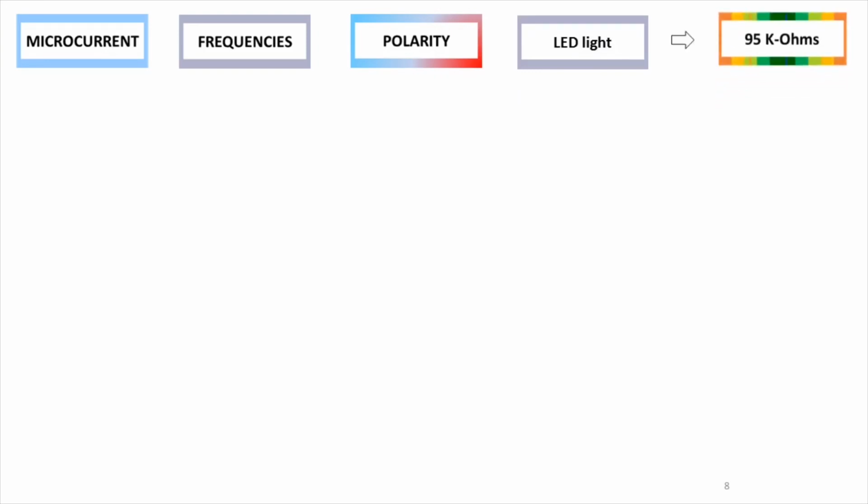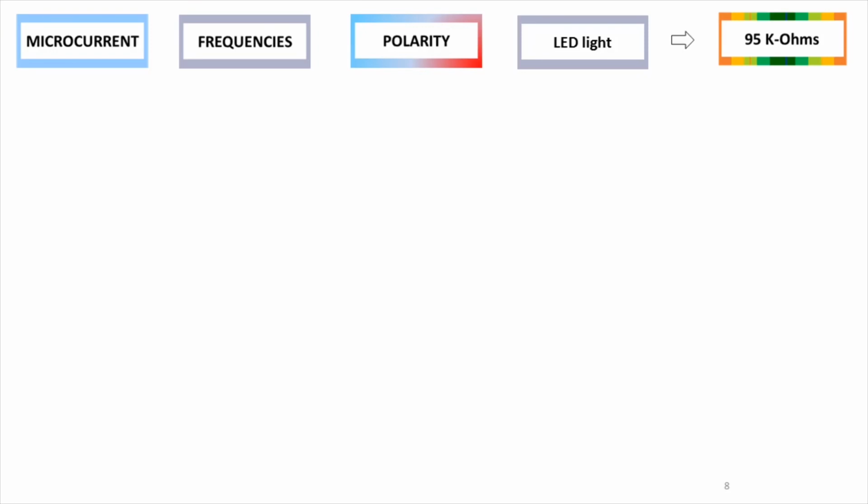So you can see that there are about 4 different treatment modalities used in BCR to move the resistance to 95 kilo ohms, or the optimum point. And all these 4 are controlled by the central processor, or the artificial brain, in the machine itself. So we don't need to know anything. No human intervention is needed. The machine does it all by itself.